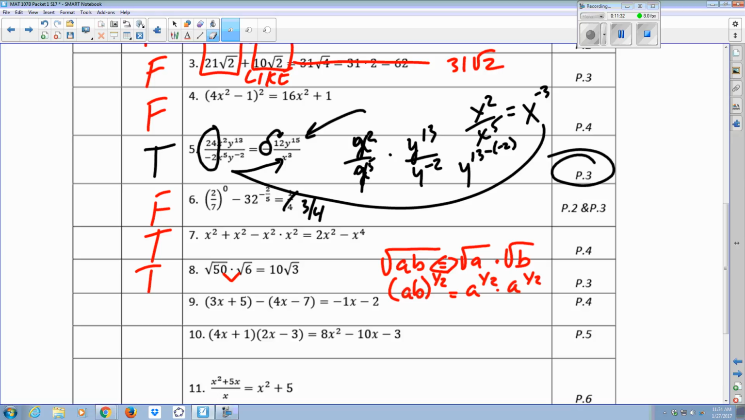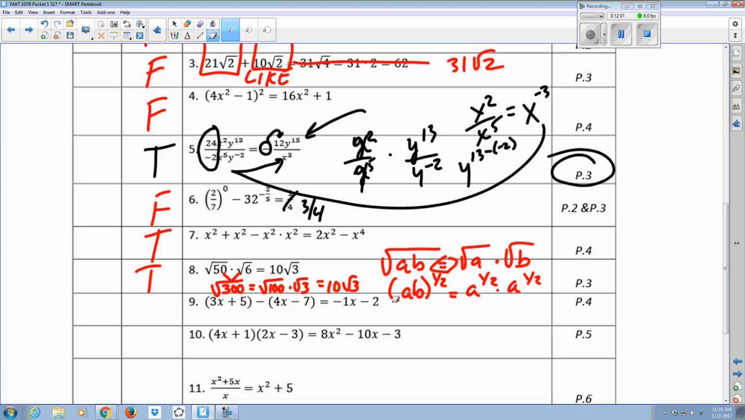Just because someone presented you with it as the square root of 50 times the square root of 6, you don't have to like that separation. So if you go back to the beginning, and now you ask yourself, what's the biggest perfect square that's a factor of 300? You know it's 100, because 100 divides into 300 evenly. So you can write it like this. Now that's a lot easier to look at, a lot easier to simplify.